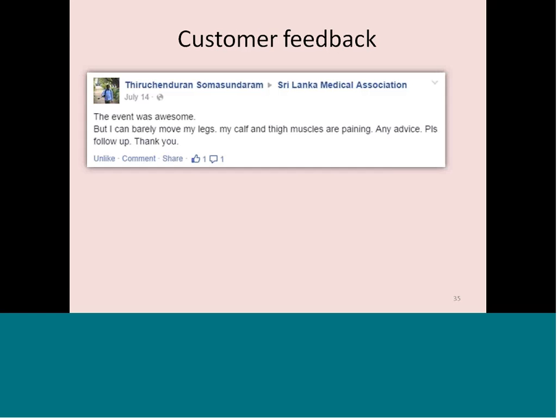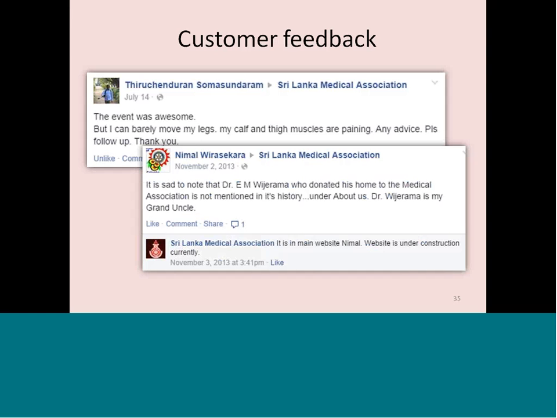Another interesting thing is naturally you're dealing with the customers, or rather your patients. So they also come and tell us about what type of community initiative. Now we have something called SLMA Run and Walk, which we've been doing for a few years. So this is one of the people who went there and said that he can barely move his legs. At the same time, we sometimes get very reasonable complaints.